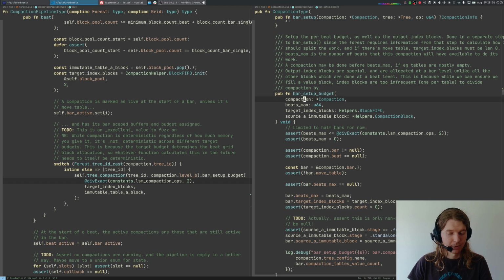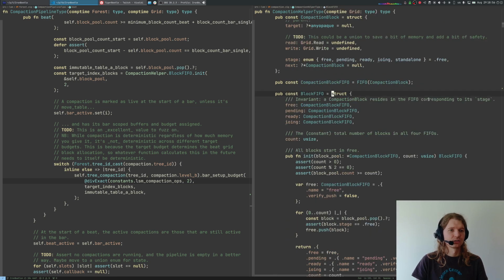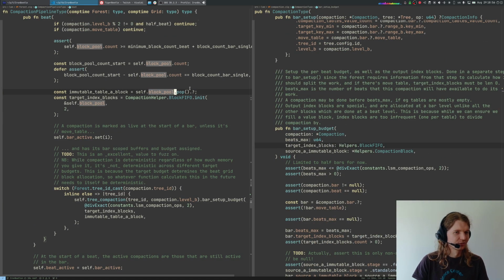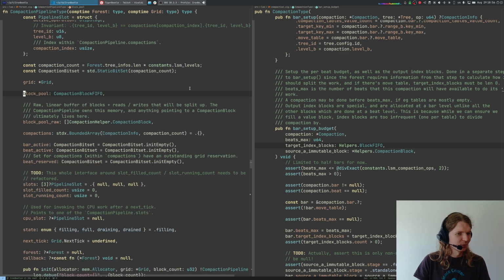Okay, we have our compaction. We have maximum bits which must complete the compaction, which is compaction interval divided by 2. Do we have this FIFO which we pass by values and this compaction block? Oh, wait, what? So block pool, what does block pool contain? Block pool is compaction block FIFO.